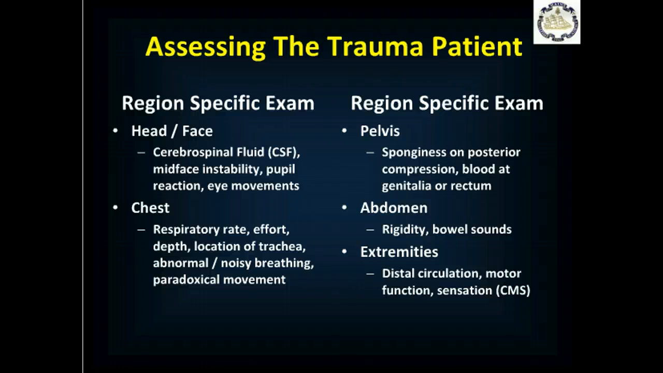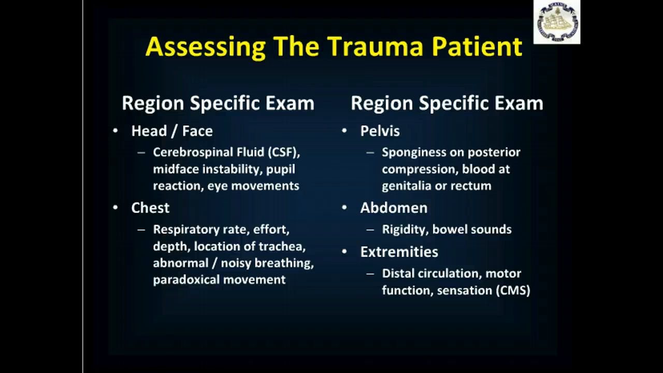For the abdomen, aside from looking for a stable decap, you also want to see if the abdomen is rigid. When you push on it, is it firm and hard to push? And it's not just because it's tender that it does that, but the blood irritating the peritoneum, causing a peritonitis, actually puts the abdominal wall muscles into spasm, and that makes them rigid. And you also want to listen for bowel sounds.